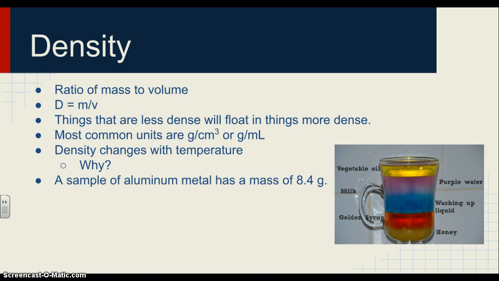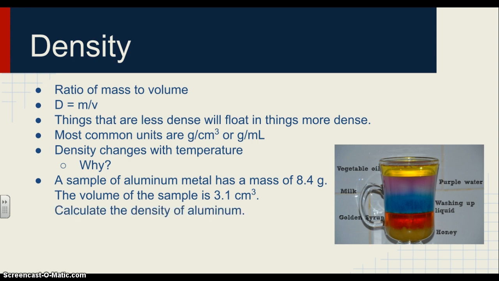Let's try a problem. A sample of aluminum metal has a mass of 8.4 grams. The volume of the sample is 3.1 cubic centimeters. Calculate the density of aluminum. Pause the video and take just a minute to do that real quick. And we're back. You should have gotten 2.7 grams per cubic centimeter. If you didn't, come see me. We need to work on this.